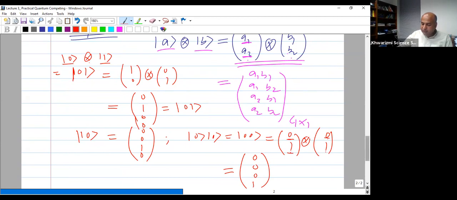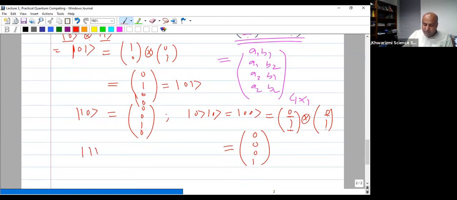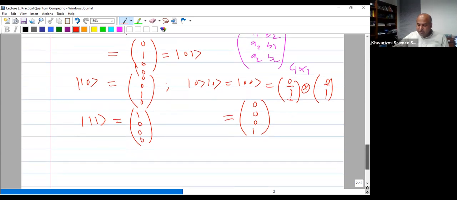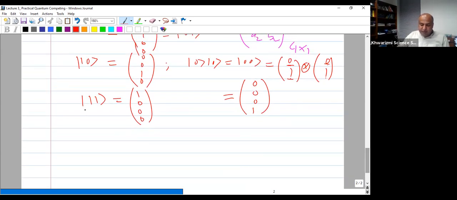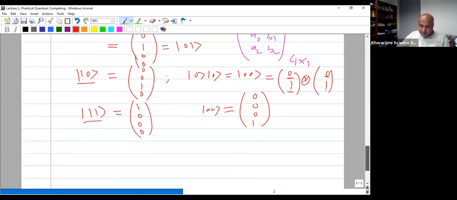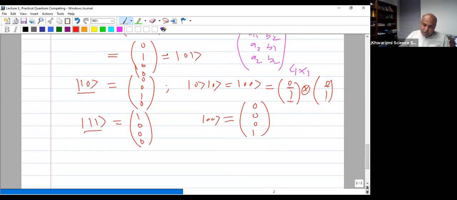0 into 0, 0; 0 into 1, 0; 1 into 0, 0; 1 into 1, 1. And this |11⟩ has a 4 by 1 vector notation (0, 0, 0, 1). Now you see, we have a nice system: this is the |00⟩ state, and similarly this is |01⟩, this is |10⟩, and this is |11⟩.